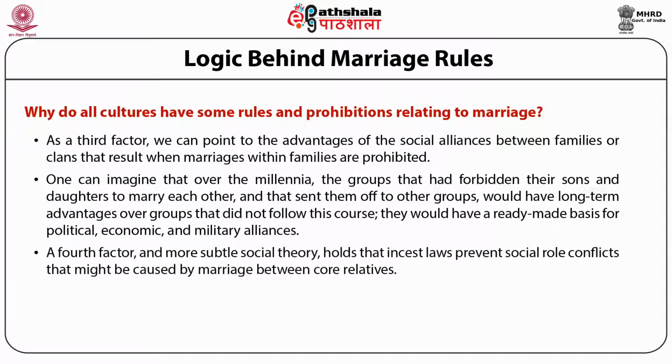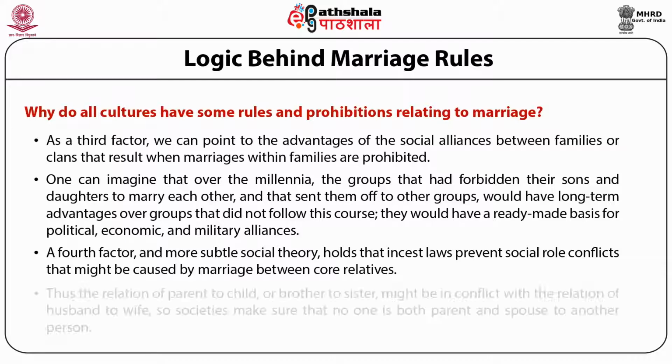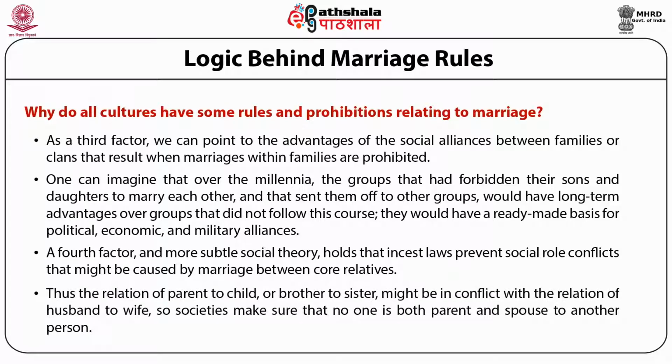A fourth factor and more subtle social theory holds that incest laws prevent social role conflicts that might be caused by marriage between core relatives. Thus, the relation of parent to child or brother to sister might be in conflict with the relation of husband to wife. So, societies make sure that no one is both parent and spouse to another person.